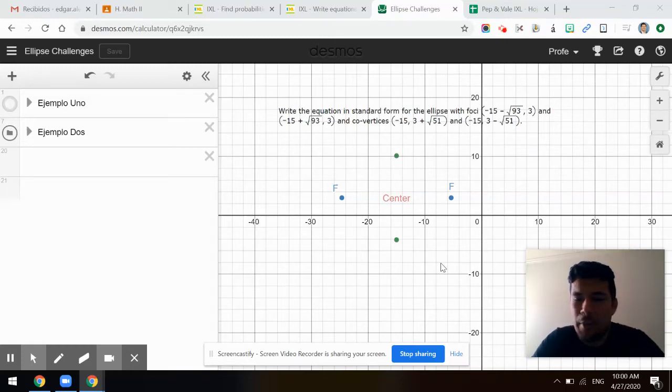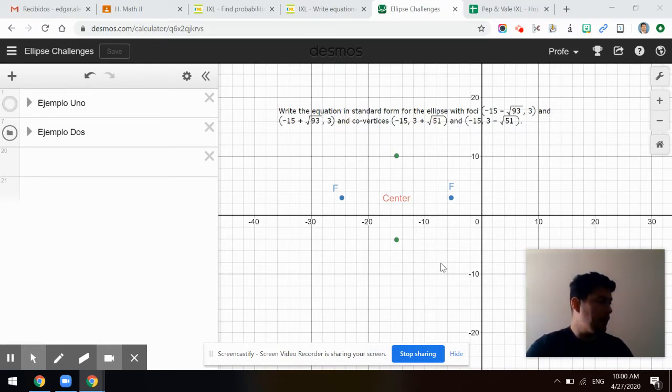All right, guys, let's talk about a more difficult example with ellipses, and we're going to try to talk about it in the middle of a chaotic learning area with some preschoolers and kindergartners and everybody.